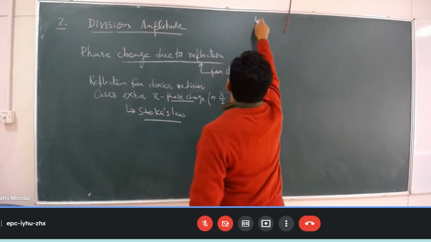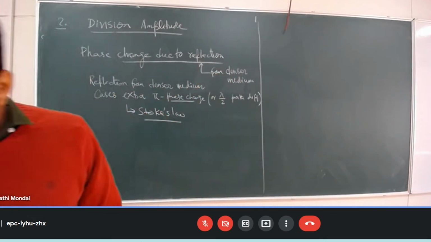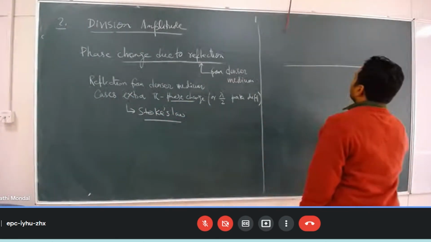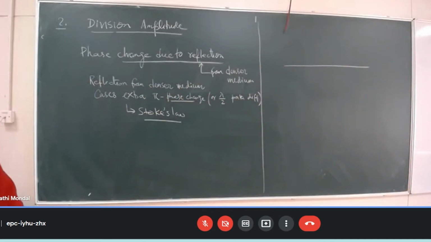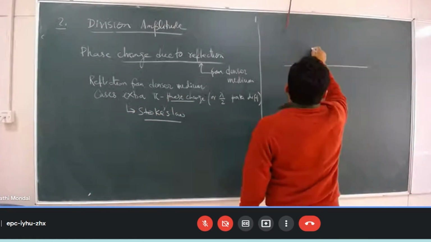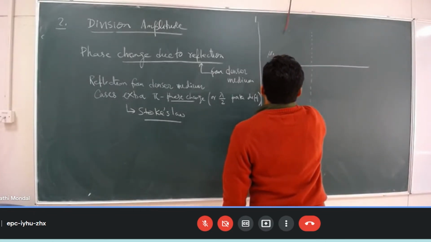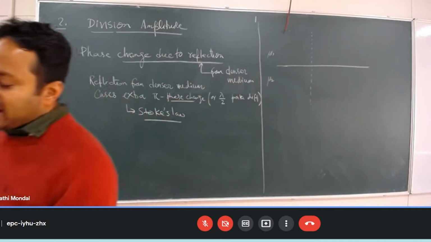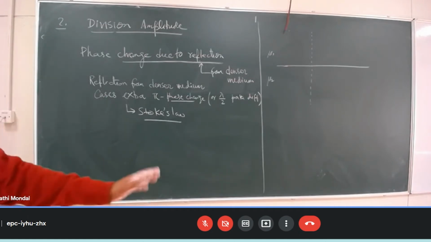Now, we can prove it very easily. Let's say you have a boundary here. Okay, so now if you have a light, suppose, let's say you have mu1, let's say mu2. So if you know mu1, mu2, you can calculate the reflection and transmittance coefficient very easily, as I told you.